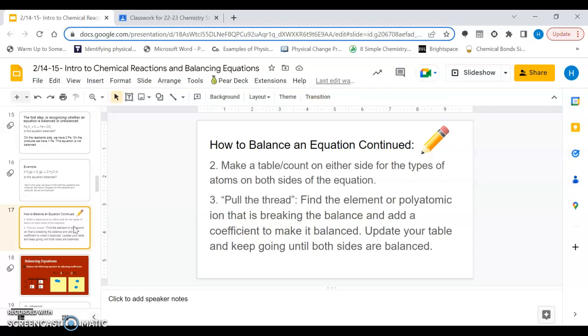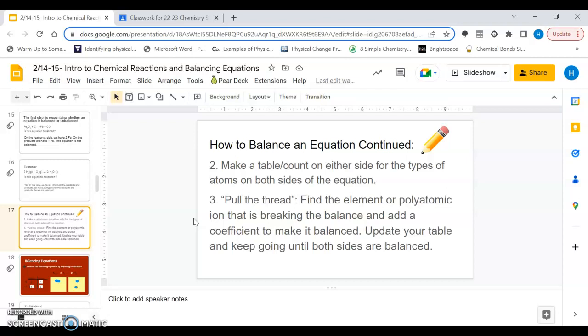Talked through a couple examples, and now we're going to go on to step 2 and step 3. So step 2, if you have an unbalanced equation that you need to balance, is make a table. All right, make a table to count and just have a record of how many atoms you have on either side of the equation. And then number 3, and this is how I like to phrase it, number 3 is pull the thread.